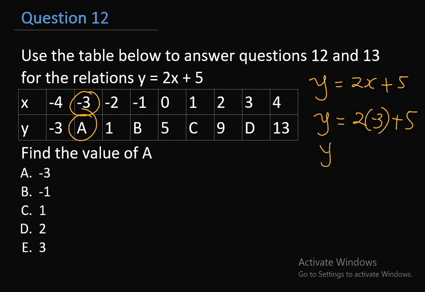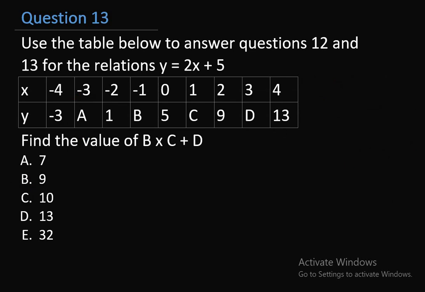Why? Because a is in the y row. So y equals 2 times minus 3, which is minus 6, plus 5. y equals minus 6 plus 5, which is minus 1. So a is minus 1, which is option B. Question 13.